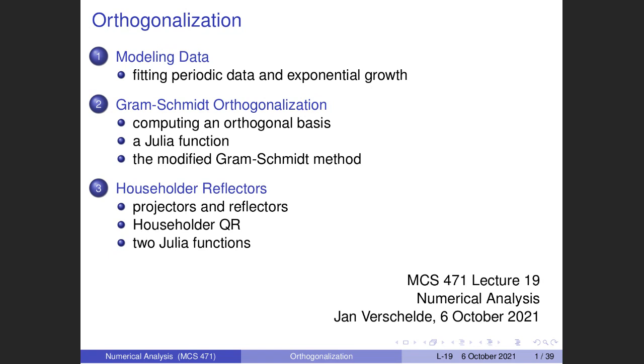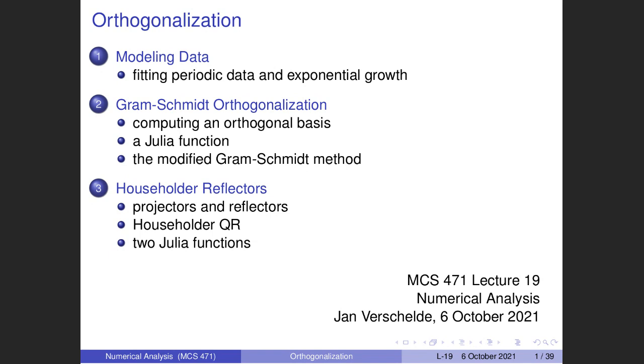So the main goal of this lecture is to explain two methods to compute a QR factorization. We introduced the Gram-Schmidt orthogonalization method last time, but now we will investigate more on the stability and also define it properly, as in this course, all algorithms are defined by Julia functions.